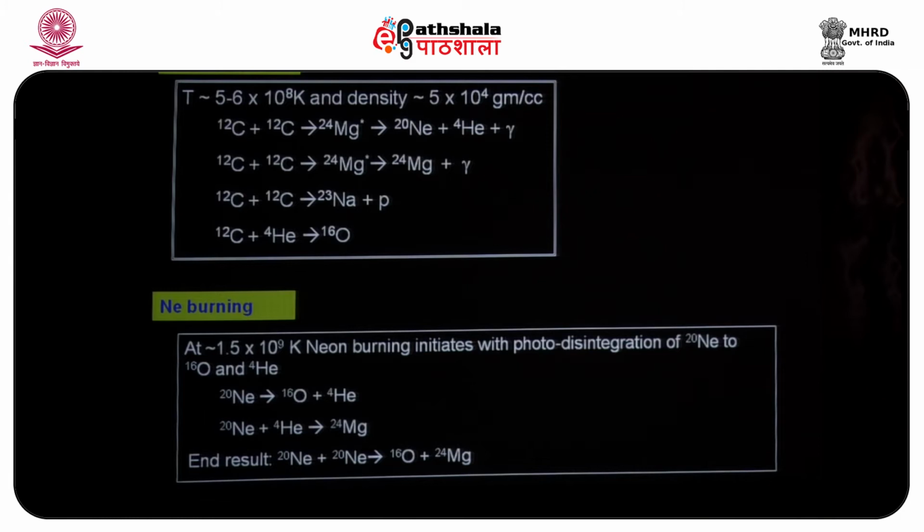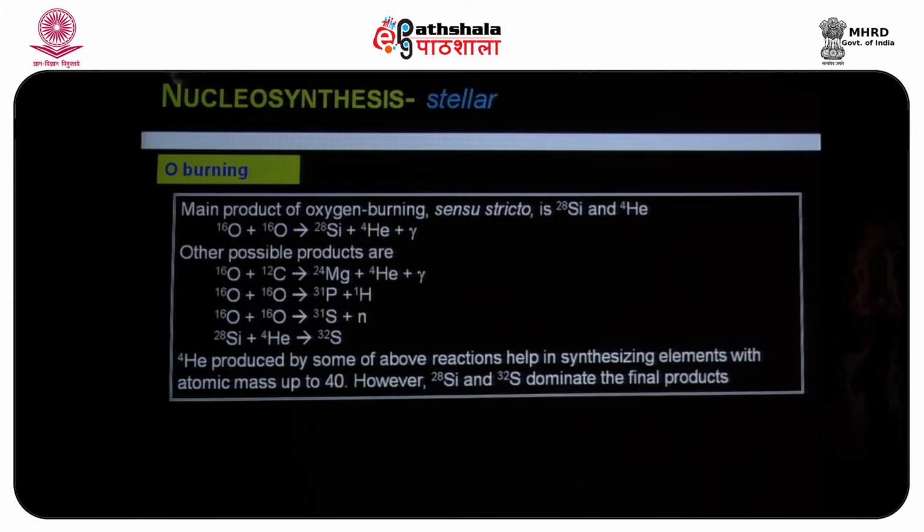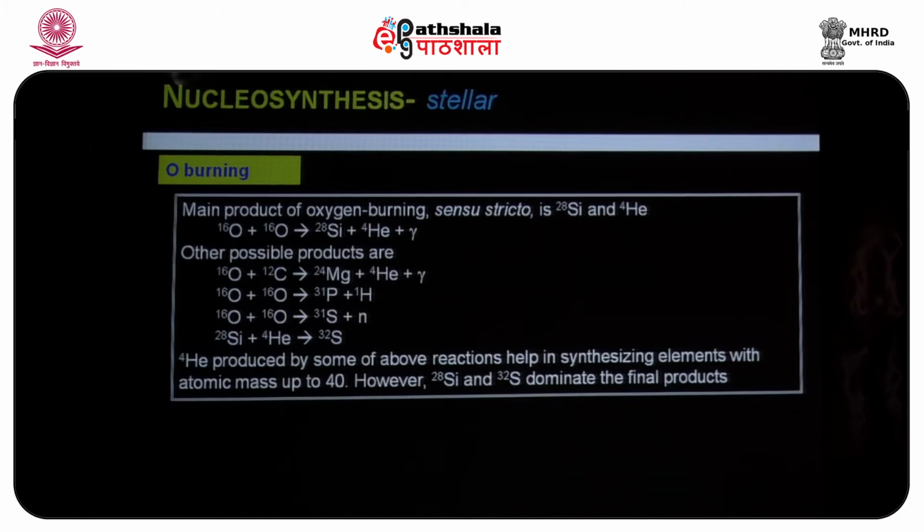So, the next process that operates in the stellar core is oxygen burning. The major product of oxygen burning is silicon 28. However, other elements like magnesium, phosphorus, sulfur and 32 sulfur can be produced during this oxygen burning process. So, after the burning of this oxygen, now the stellar core is composed of mainly 28 silicon.